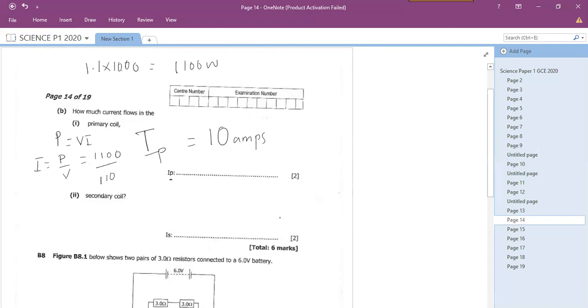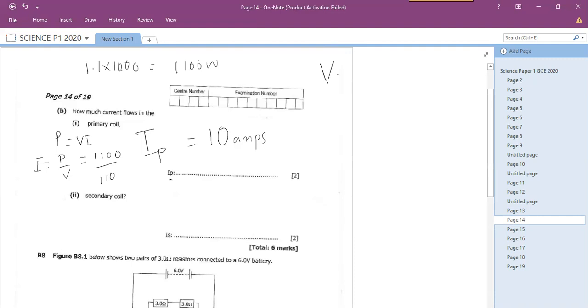So now we want to calculate the current in the secondary coil. And this machine, this transformer, is at 100% efficiency. So we're going to use our relationship. Let me actually write down our relationship, which you have to know and memorize.